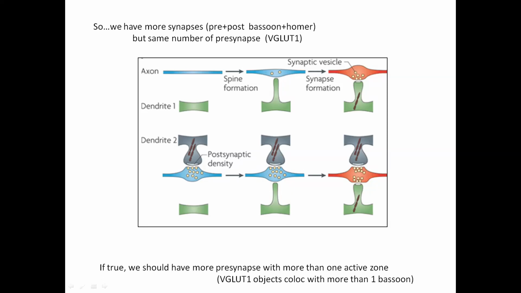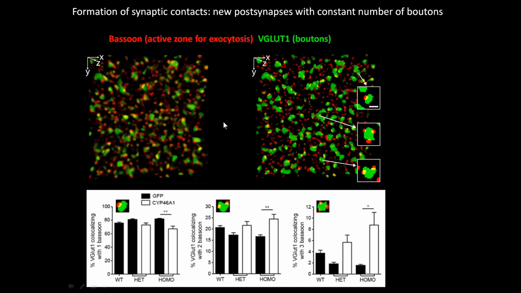And this is what we tested with this. Here you have the VGLUT1 in green, the Bassoon, and this is a 2D view in the stack. You have some VGLUT1 with 1 active zone, some with 3, some with 2. And you can see that the percentage of VGLUT1 localizing with 1 or 2 or 3 Bassoon is indeed modified here. So I would like to show you how we can do these kinds of things with the plugin.